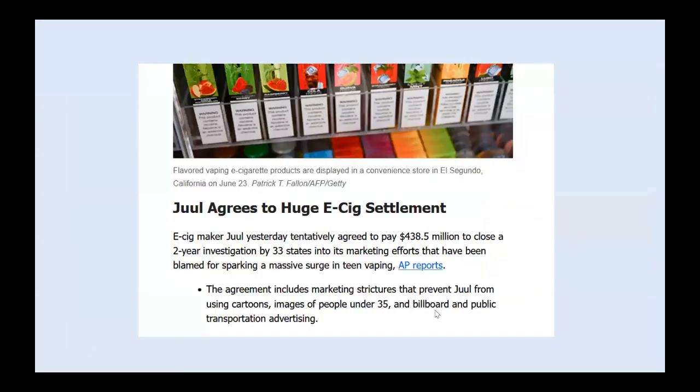And coming to Juul, Juul agreed to a huge e-cigarette settlement. Why did they agree to such a settlement? Because they didn't want any further publicity. So the agreement includes marketing strictures that prevent them from using cartoons, images of people under 35, and billboards and public transportation advertising. Unfortunately, that is in the US. We have yet to pass the bill in South Africa that will do that for our children.